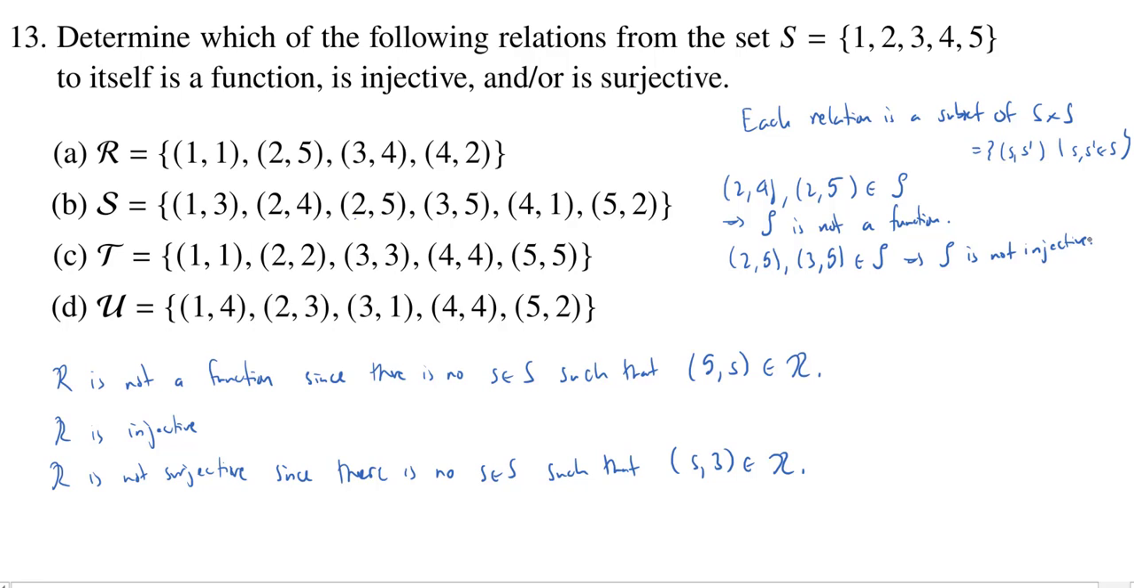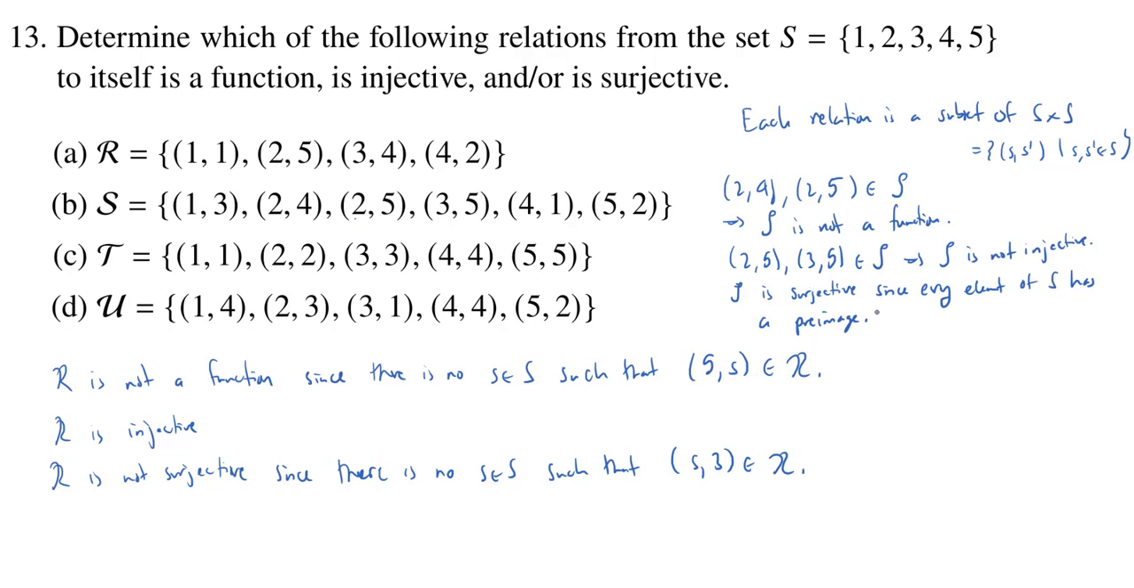Okay, how about surjective? Well, let's see. We're looking for 1, 2, 3, 4, 5. Hey, we got everything, right? Every element is mapped to. Okay, so S is surjective since every element of S has a preimage. Cool. All right, so S is not a function, it's not injective, but it is surjective.